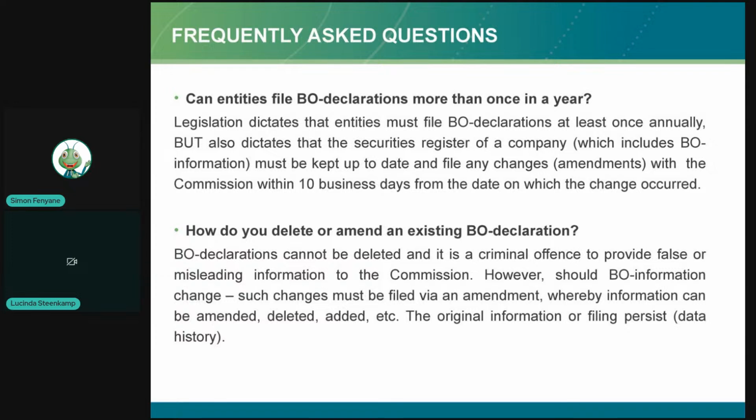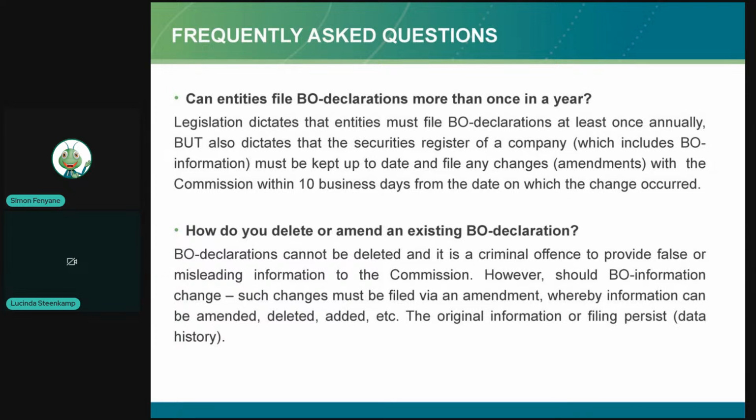So the normal process would be that beneficial ownership declaration must be done by all companies, external companies, and closed corporations at least once annually. But should there be any changes during a specific year, then those changes must be filed with the CIPC within 10 business days from the changes occurring.